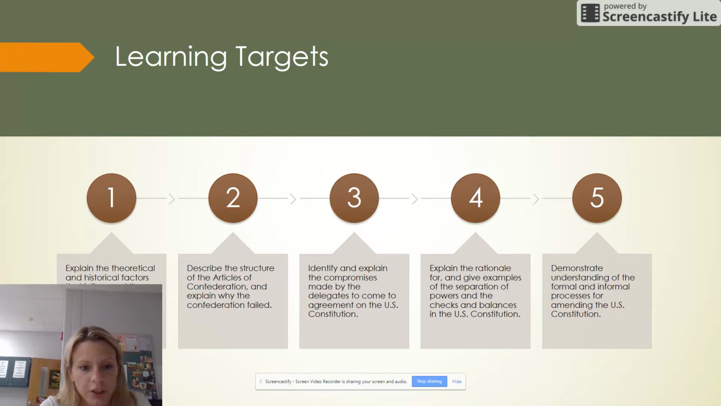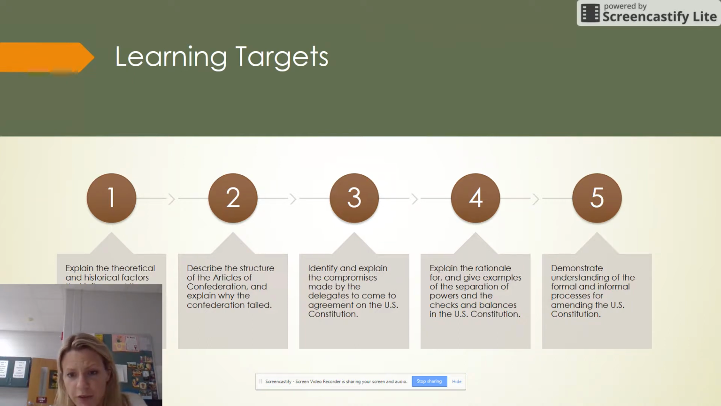Describe the structure of the Articles of Confederation and explain why the Confederation failed. That's going to be our first governing document, the Articles of Confederation. And clearly it doesn't work out that well because we now call it the U.S. Constitution. 3, identify and explain the compromises made by the delegates to come to an agreement on the U.S. Constitution. So at the Constitutional Convention, everybody kind of wants something different. We have to figure out how we can all get along.